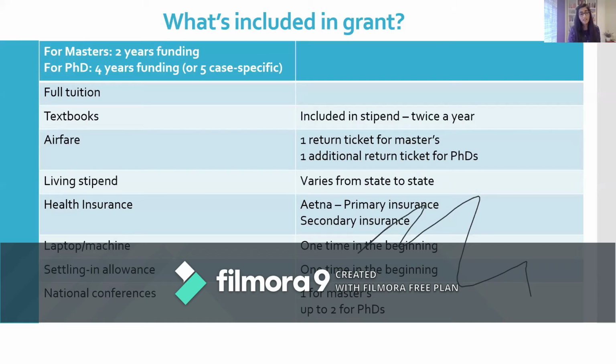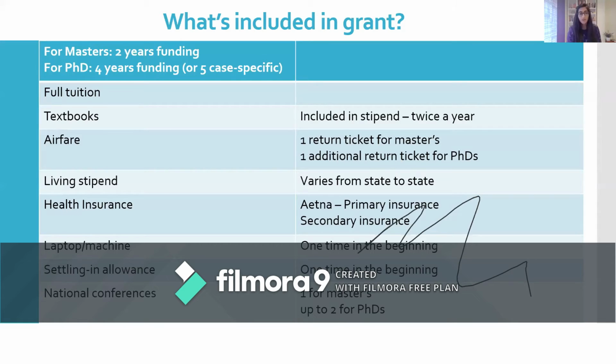Next comes the health insurance. In the US, you have to have health insurance. And the good part is that you have a primary insurance and then you have a secondary insurance. This is also covered by Fulbright.